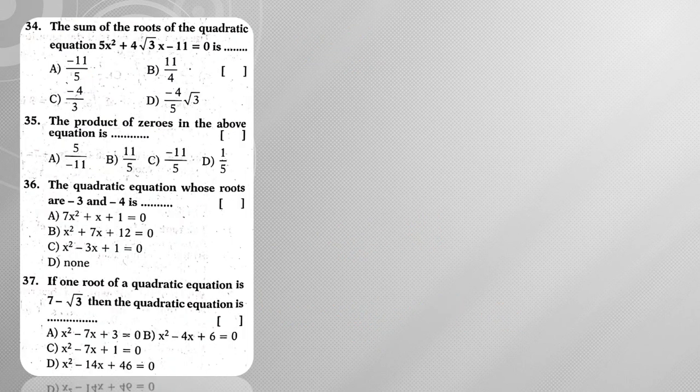Next, moving on to question number 34, the sum of roots of the quadratic equation. So the sum of roots is nothing but minus b by a, which is minus of 4 into root 3 by a is 5. Hence the answer is minus 4 root 3 by 5. So minus 4 by 5 root 3. Product of roots in the above equation: if you want the product of roots, it is nothing but c by a. So c by a is minus 11 by 5. Hence option C is my answer.